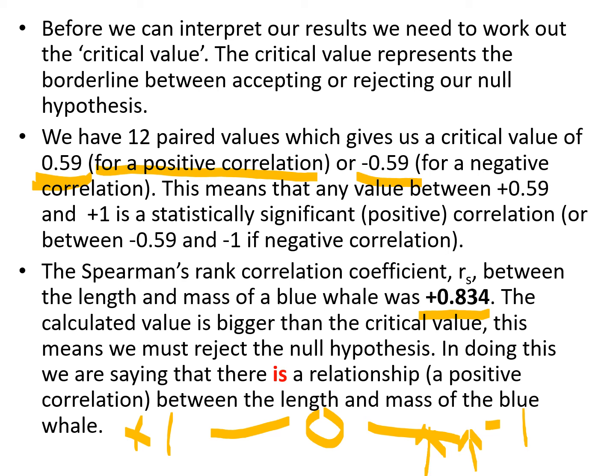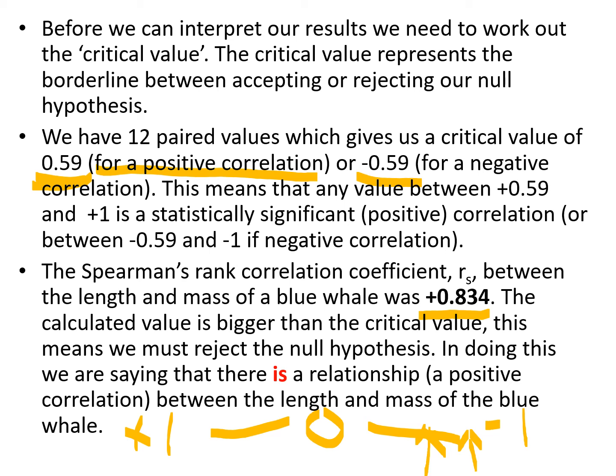so we will reject the null hypothesis. So be very careful if you say greater than, because minus 0.834 is not greater than minus 0.59. It is a more negative number. So you can use phrases like more negative, less negative. You can use phrasing like closer to -1, closer to 0.